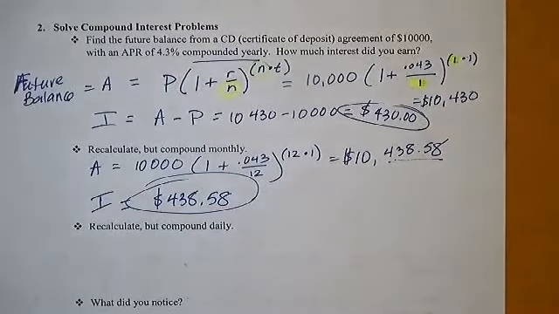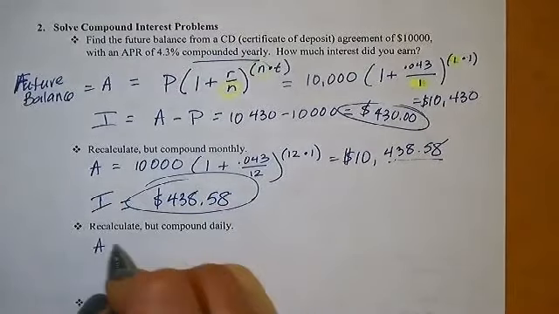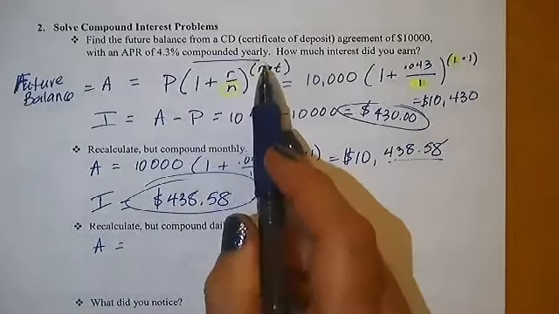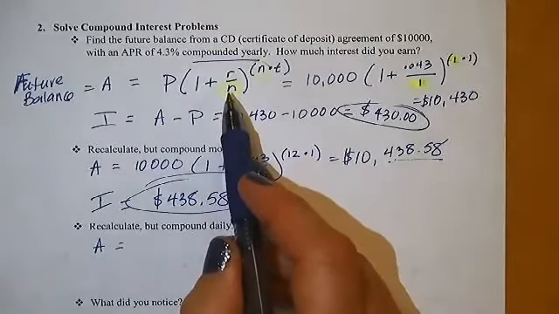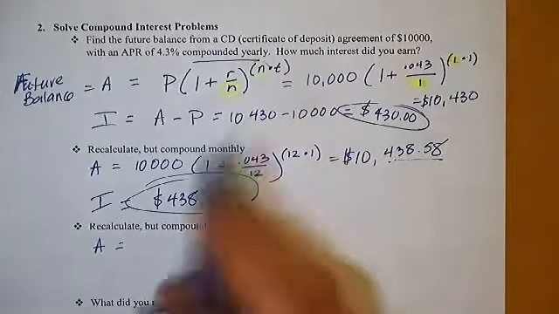Let's go ahead and do it one more time. This time we will do it daily. So again, we're just changing that N from 1 time a year to every single day, meaning N would be 365.